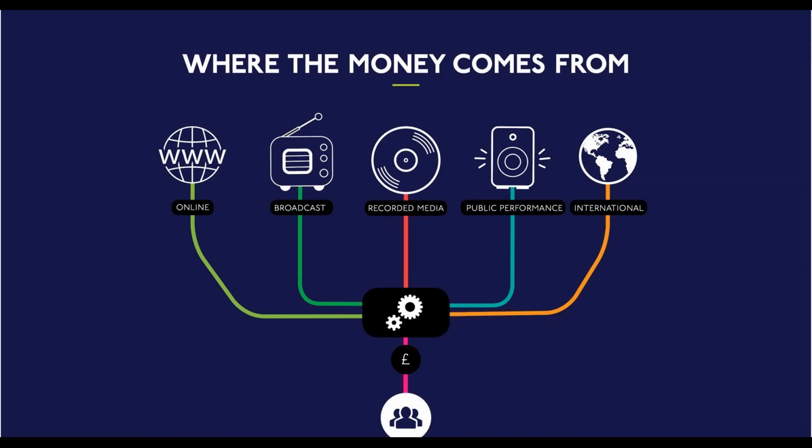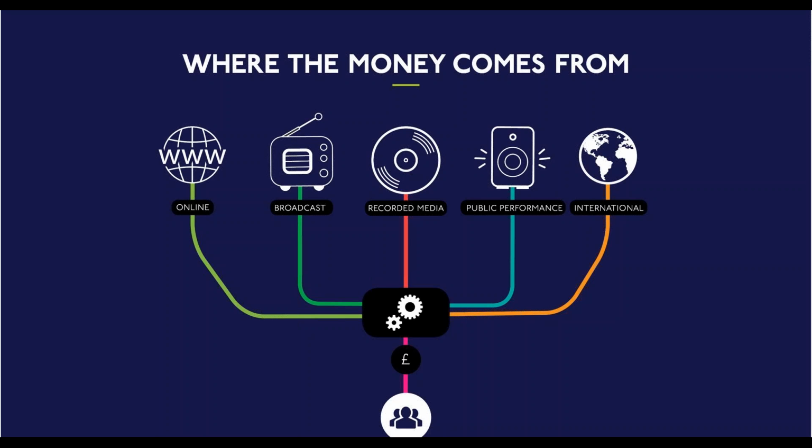PRS licenses public performance income, which includes music being played live in concert or in pubs and clubs, as well as recorded music being played in over 350,000 business premises, including hotels and restaurants, shops, cinemas, and industrial premises. For live music, PRS licenses the venues where the music is played or promoters who organise a concert series or tour.